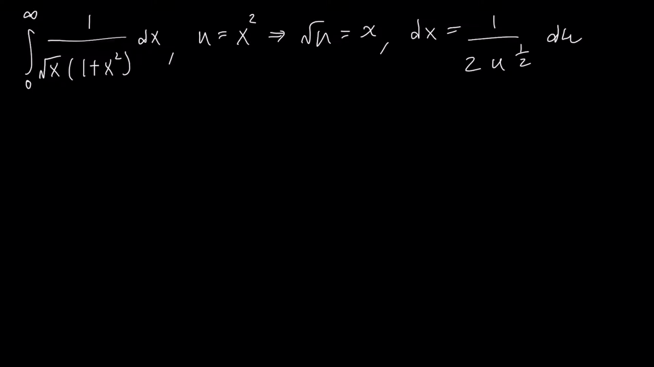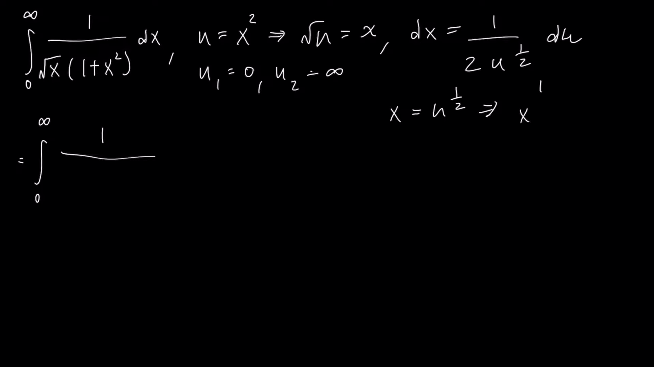That also means that u sub 1 is 0 and u sub 2 is infinity, so the bounds don't change. It is equal to the integral from 0 to infinity of 1 divided by the square root of x. So if x equals u to the 1/2, then x to the 1/2 equals u to the 1/4 power. So it's u to the 1/4 power times 1 plus u, and dx is times 1 over 2 times u to the 1/2 du.